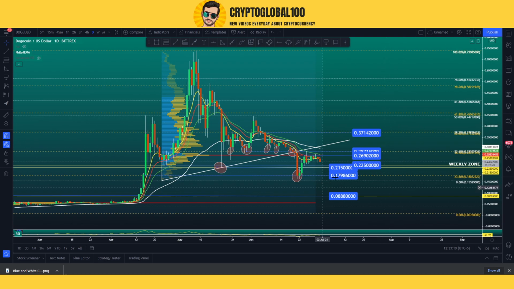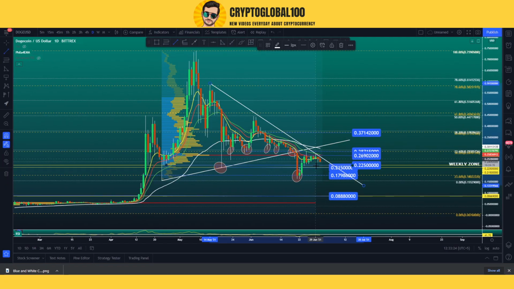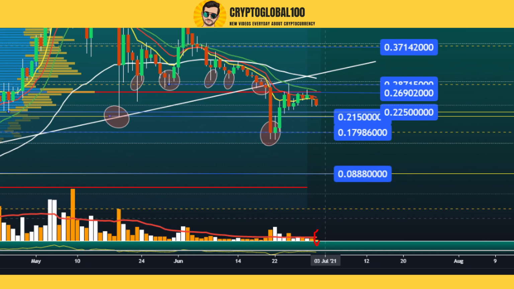So this is the short-term analysis, but if we take a look at the trend line from the downside, you can see the price is going downward. You see here this area has been tested multiple times. So we need a strong candle, strong volume, guys, strong volume. You see here the volume is very low, so it's a good sign.